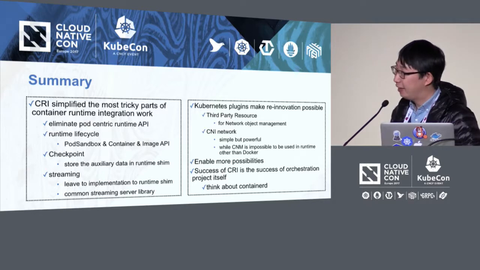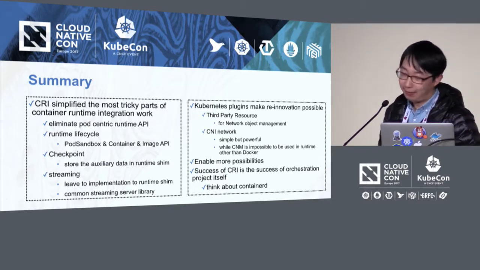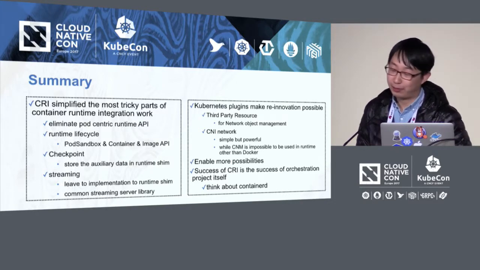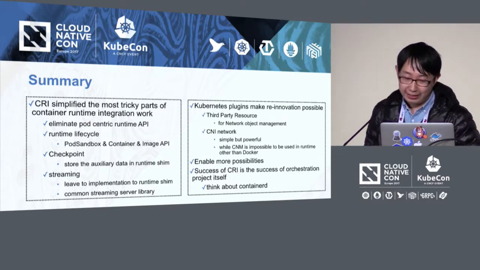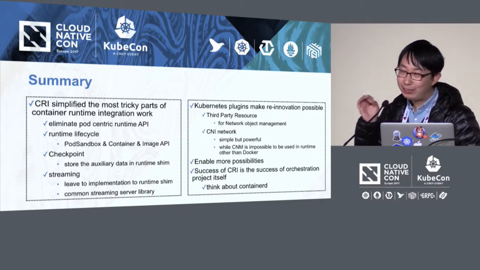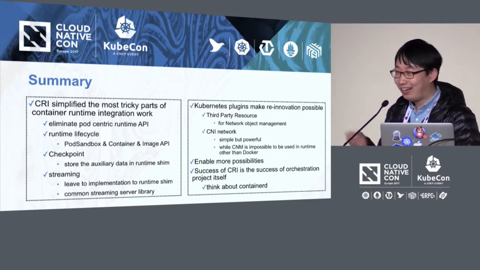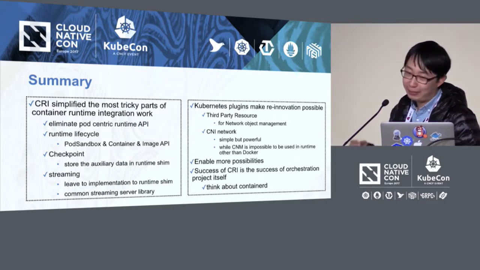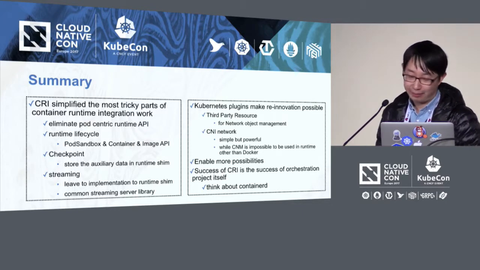And today I also mentioned the so-called Hypernetes project, which is a Kubernetes plugin that makes this re-innovation possible. For example, the third-party resource, we use that to manage our network object. And the CNI network, I need to say it's really simple, because we just need to implement two methods there, and it is very powerful. On the other hand, we've also investigated the container network model, but it is impossible to use that for runtimes other than Docker, and it's a pity.